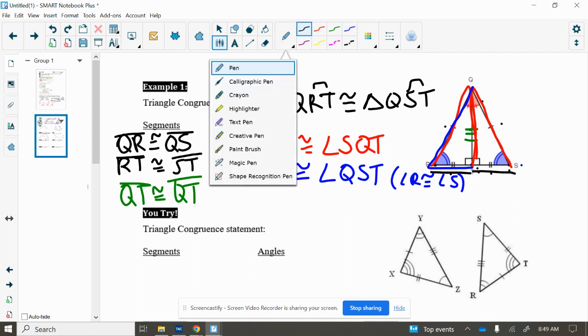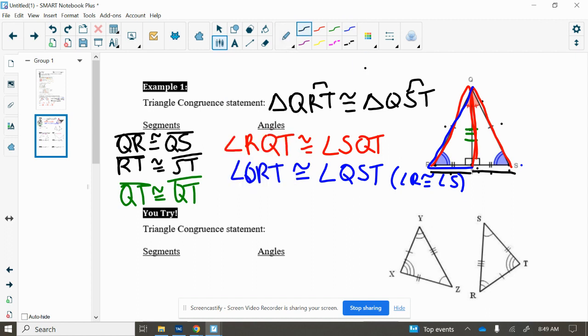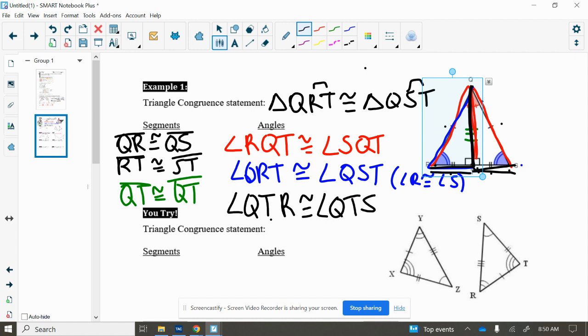Last but not least, we have the right angle. And on this one, we have Q to T to R. Again, we have to have the T in the middle because it's the vertex. Q to T to S, so we know it's the other half, the other right angle. Again, we can't call this one just angle T because there's too many angle Ts at that vertex.